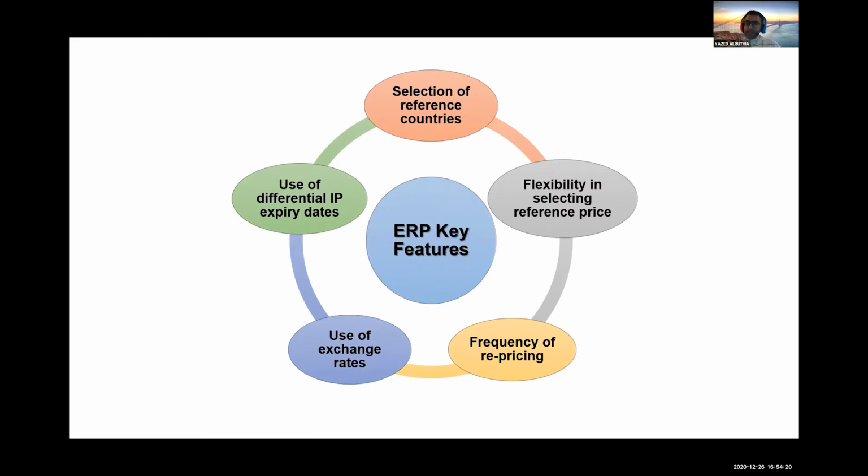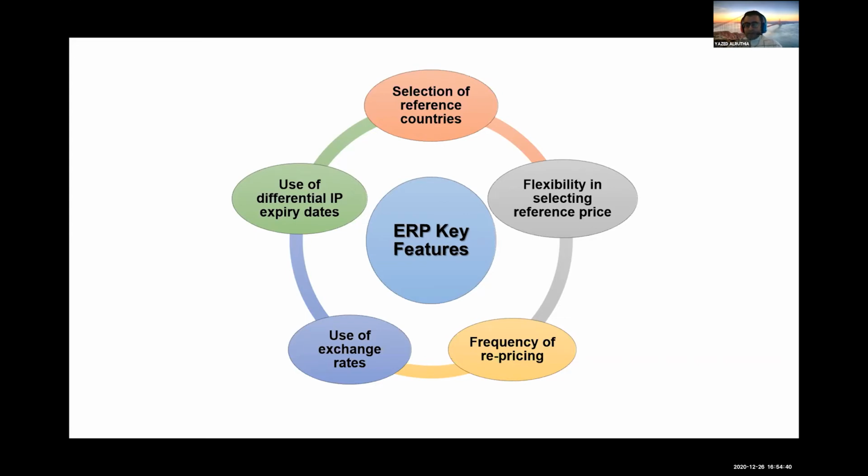Flexibility in selecting reference prices. Are they very fixed in selecting the lowest, or do they take the median, or the average, or the mean, or do they take the lowest 25th percentile, or the upper 75th percentile, or the maximum or the minimum? There's got to be some flexibility there.